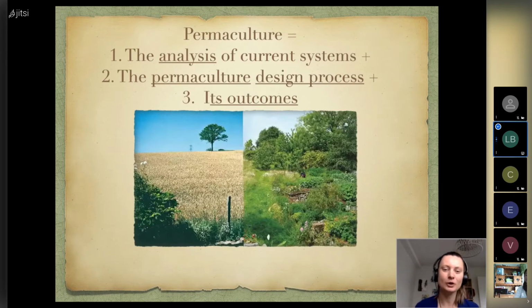So this is my kind of formulaic definition of permaculture. I put permaculture equals the analysis of current systems plus the permaculture design process plus its outcomes. So here I want to talk about the fact that permaculture is not just design, but also analysis. So it's also the ability to understand what we're seeing in front of us through a systemic perspective, essentially. And specifically, you look at a system through the lens of an ecosystem.